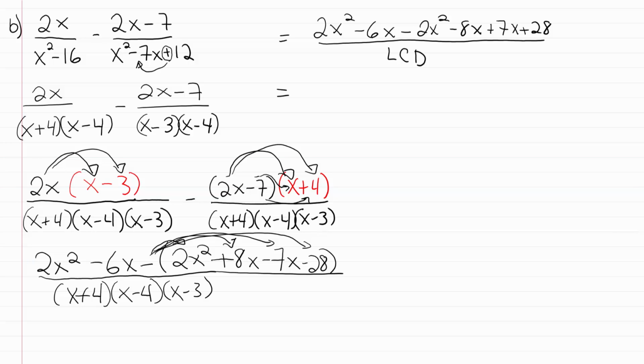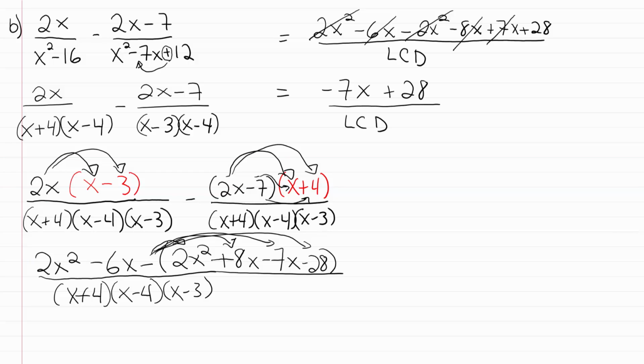So let's look at our numerator. Let's combine like terms and cancel what we can cancel. So it looks like the 2x squared and the negative 2x squared will cancel out. Looking at this pair of x's, we have negative 8x and positive 7x. It's going to give you a negative x. If you combine that with a negative 6x, you're going to have negative 7x. And then we have plus 28 left standing. And all of that will be over your LCD.